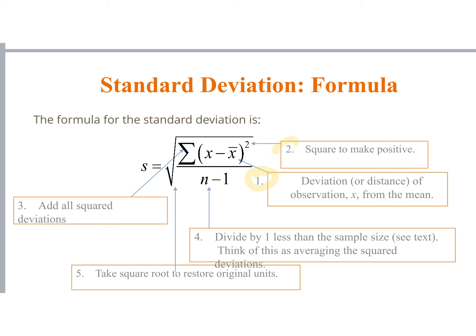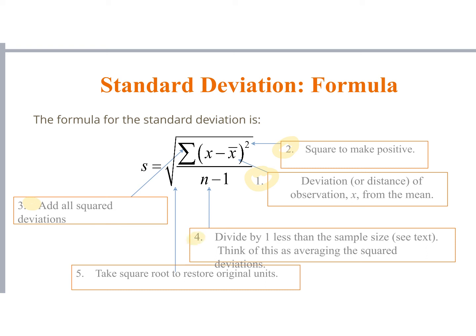Okay, second thing we want to do is square the value. Why are we squaring it? Because distance is not negative, right? It's always positive. So we're doing that to make it positive. The next thing we're going to do is add all the squared deviations. So you would do that for all values, however many you have, and then you're going to take the sum of those.